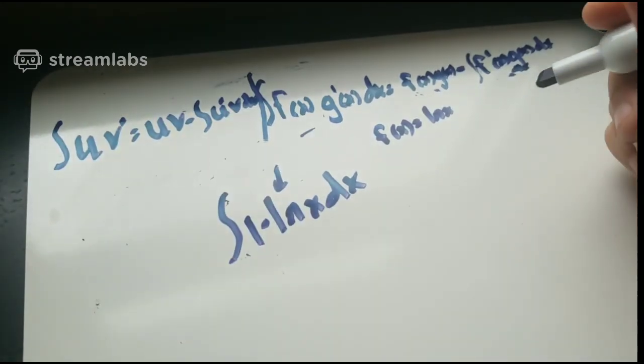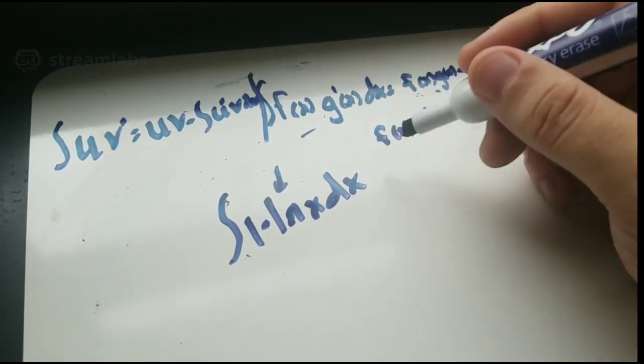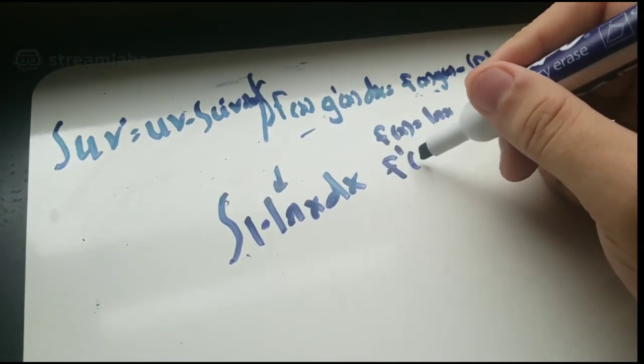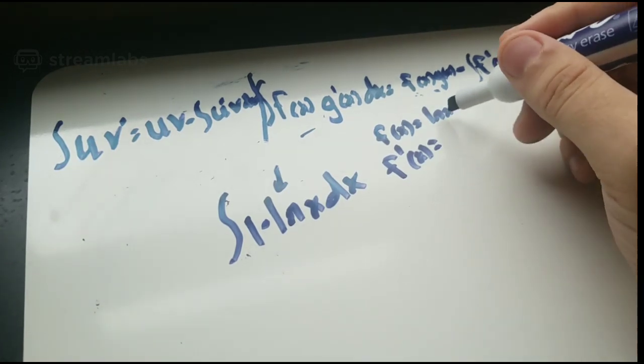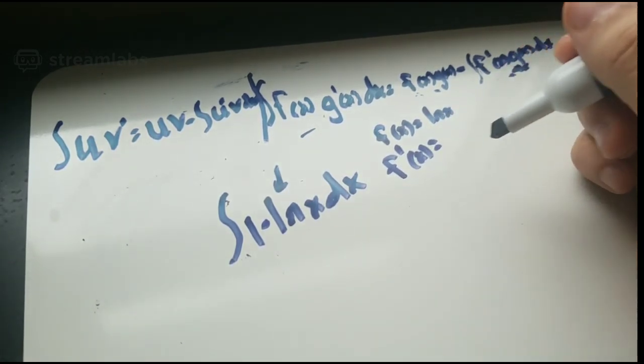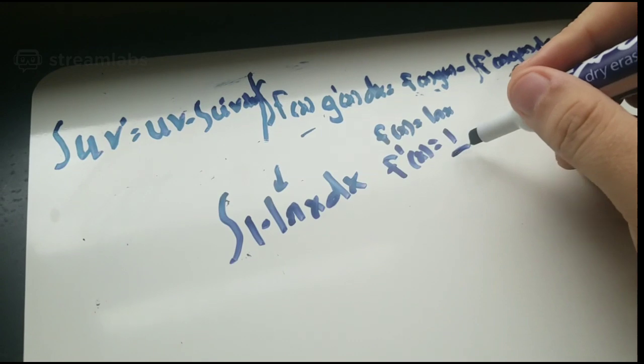Oh, Amber alert. Sorry about that. So that's ln x. So we're going to take the f prime of x, and we're going to differentiate this. And if you don't remember what the derivative of ln x is, that's 1 over x.